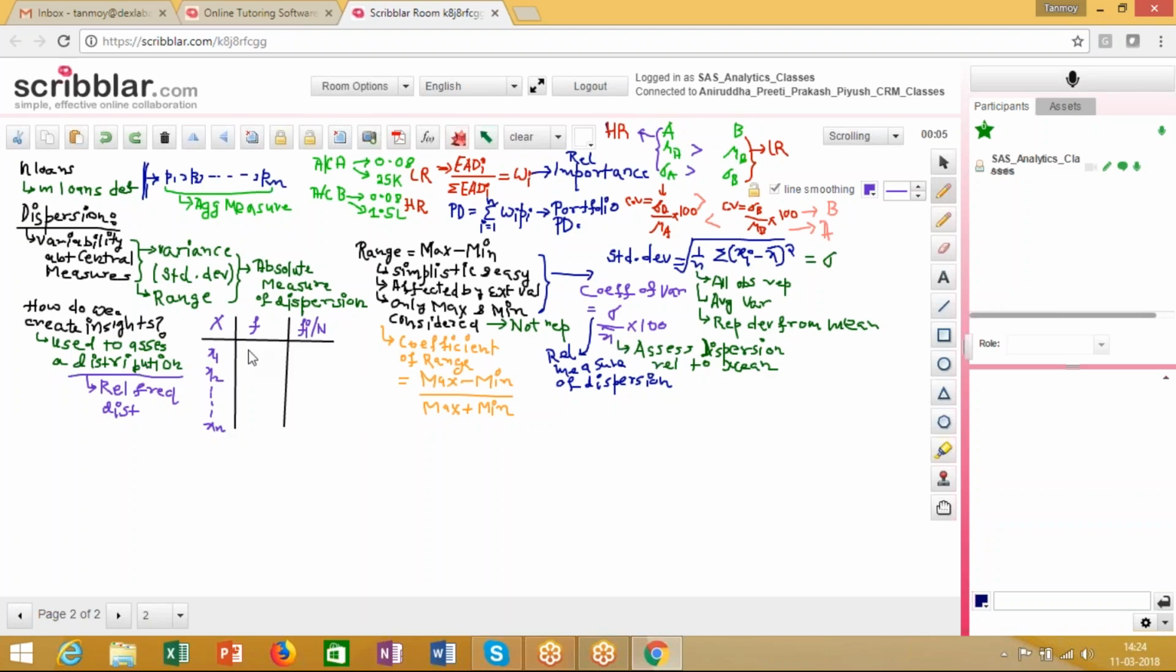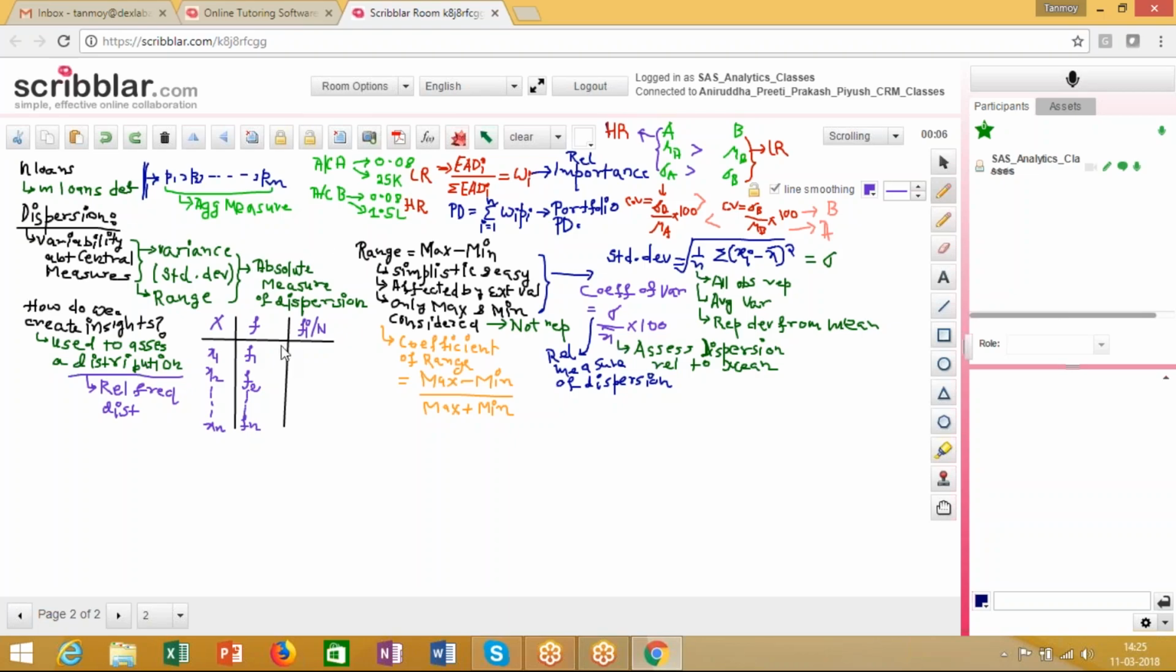Now the frequency of x1 is f1, of x2 is f2, and of xn is fn. So f1 shows the number of times x1 repeats in the data set. If f1 is equal to 1, it means that this variable x takes the value x1 only once. x2 takes the value twice, x3 takes the value thrice, and xn takes the value fn times.